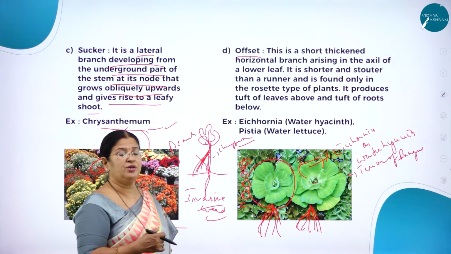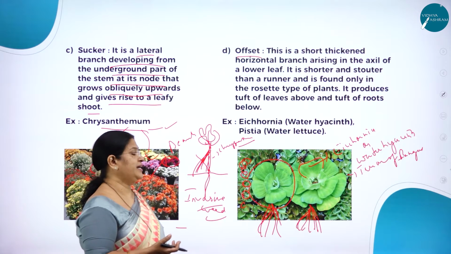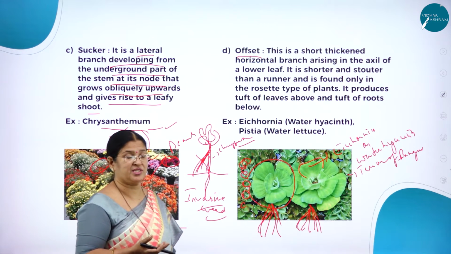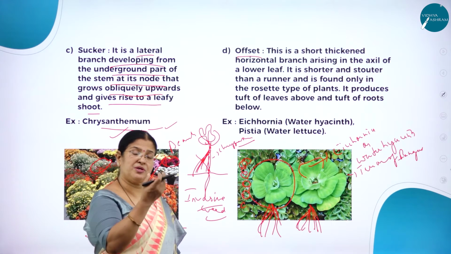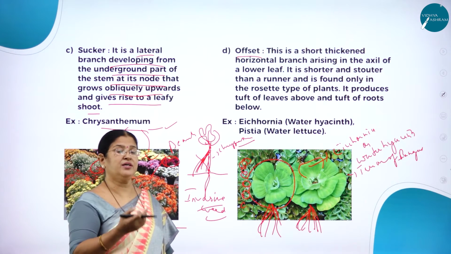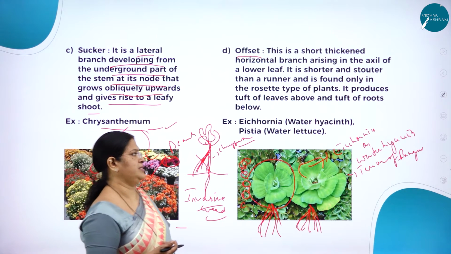So it was brought to India because of its beautiful leaves, but now it is so very difficult and it has become an alien species, thereby killing most of the aquatic animals because it absorbs all the oxygen, depriving the water body of oxygen, thereby killing the aquatic animals.